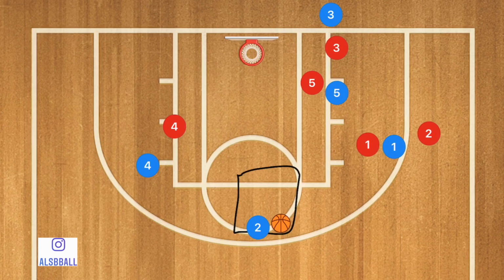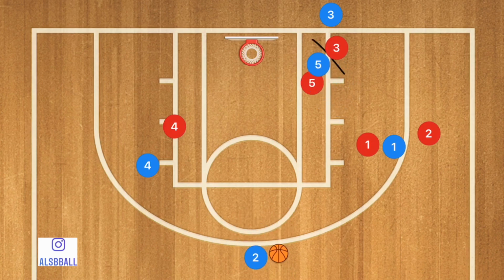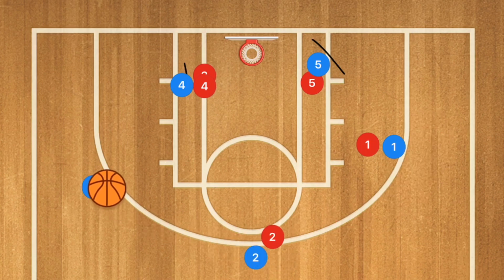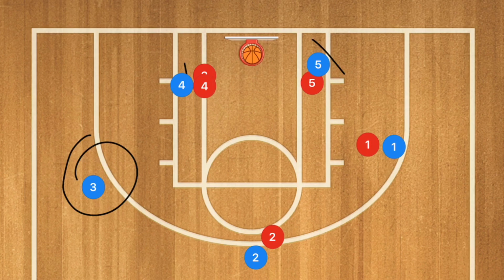Now, we can either set up the offense. Player 2 could also take his shot, or what's going to happen is player 5 is going to set a screen for player 3. Player 4 is going to go down into the low post and set a screen as well for player 3, who's going to pop up.